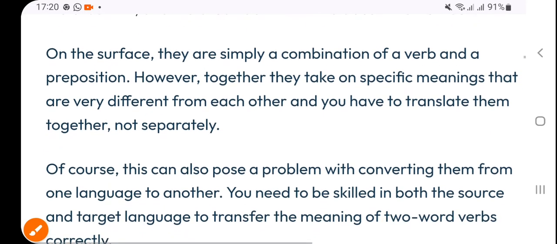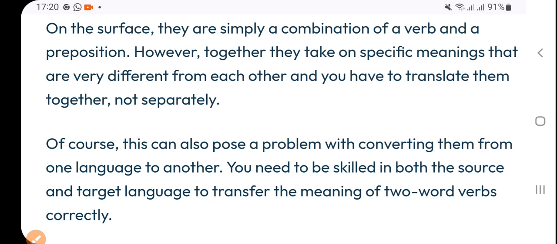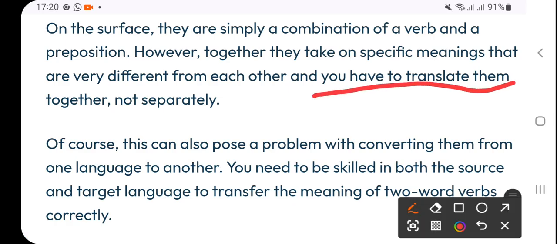On the surface they are simply a combination of a verb and a preposition. However, together they take on a specific meaning that is very different, and you have to translate them together, not separately. That is very important. For example, in Hindi, khandan. Khan is mine and dan is donation, and khandan is generation, which has nothing to do with mine and donation, right? That is a great example, even in Hindi. Two words are there, and then a third meaning, khandan.